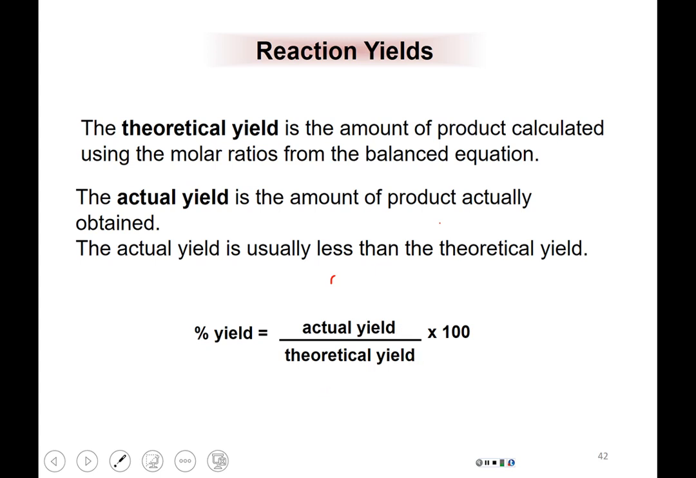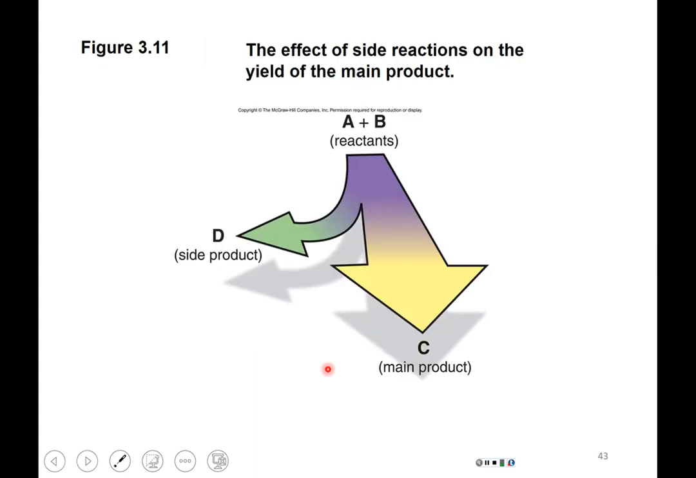And your theoretical yield, you find that very simply by the methods we've already been using in these practice problems. You use the number of moles that are present of a reactant and convert that into moles of your product, and that would be your theoretical yield. And so why are the actual yield and theoretical yield different? Well, a lot of times you have a side product that takes away some of your reactants from making your main product.